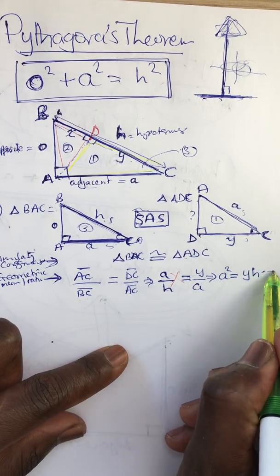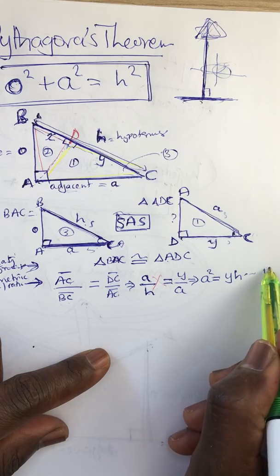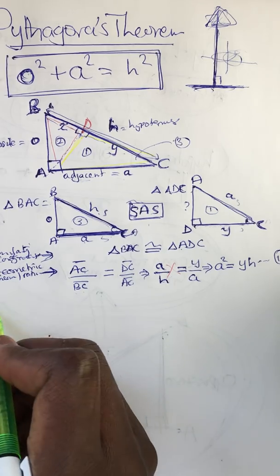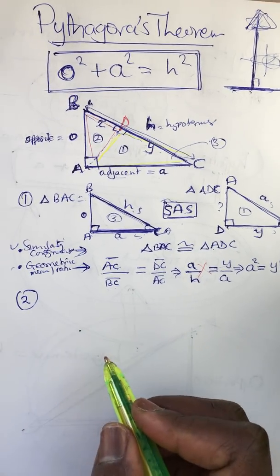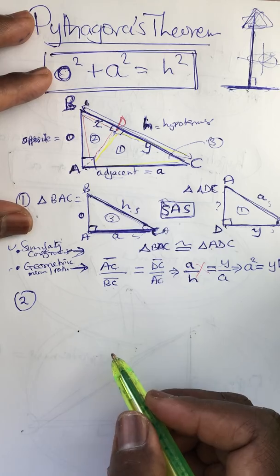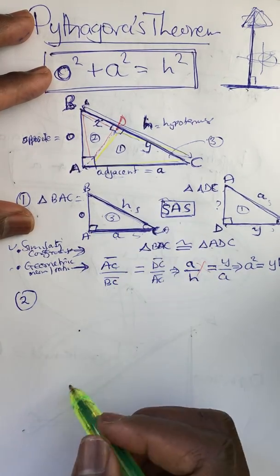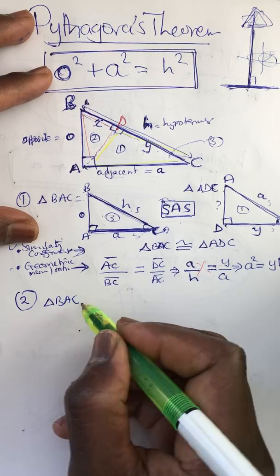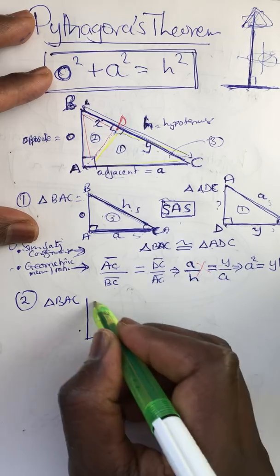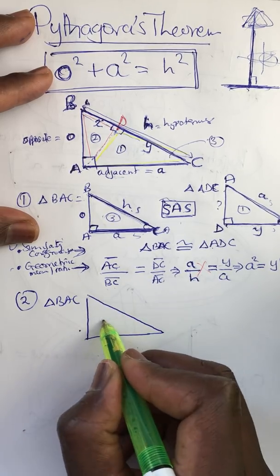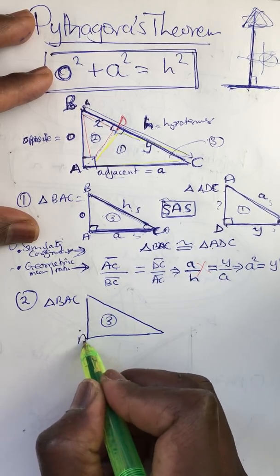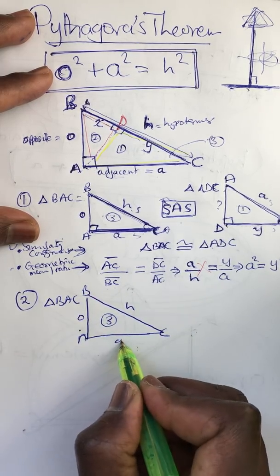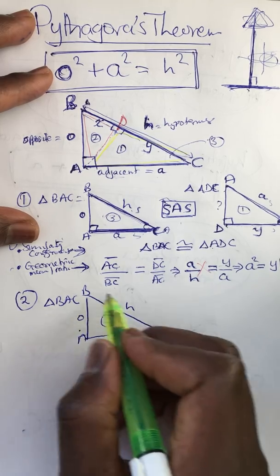So this, my friend, is our first equation. You can just name it equation number 1. The second thing we are going to do here is to use the same triangle, which is triangle ABC, and let's draw it out. It's the same triangle ABC, hypotenuse H, opposite O, adjacent A. Remember, this is our bigger triangle.